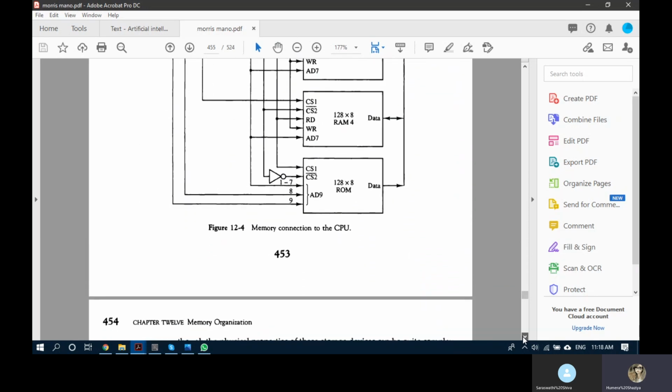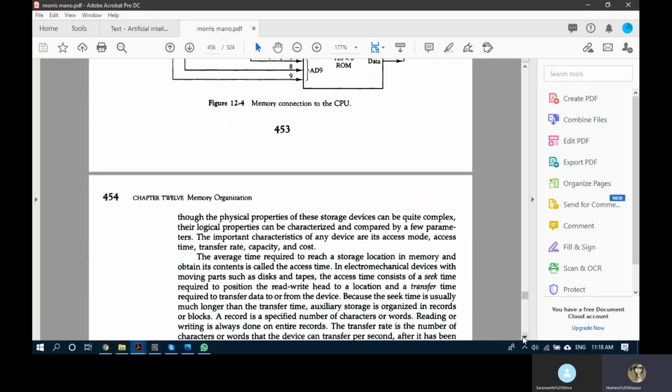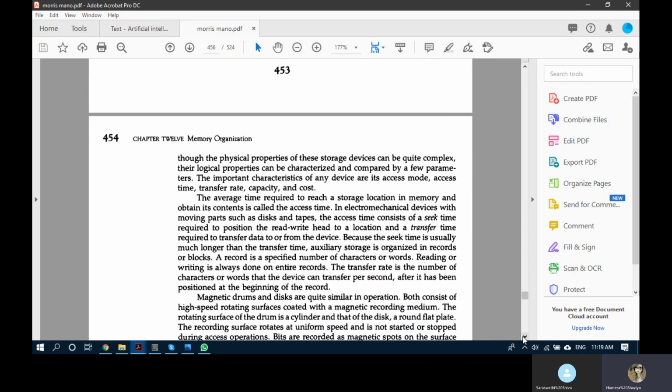They have huge capacity to store the data, and the price is low compared to main memory and cache memory.